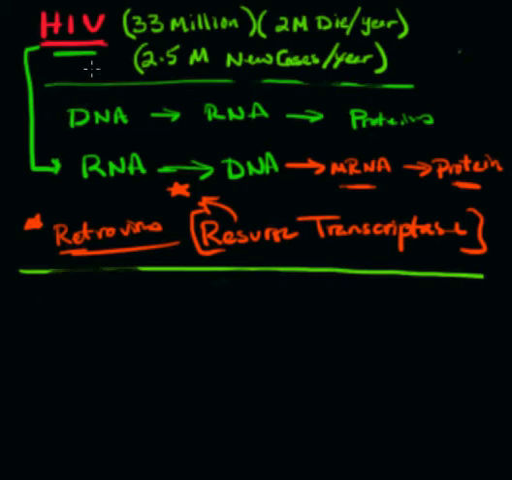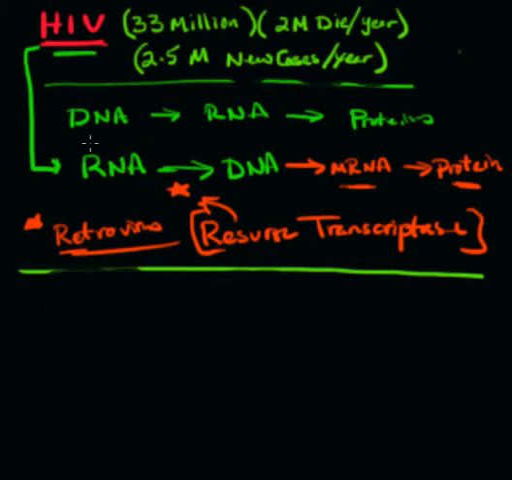HIV virus, we have about 33 million cases in the world today. 2 million people die per year. 2.5 million new cases we get every year. I mean, from this 33 million, about 70% are in Africa, but still the number is huge. So we want to talk a little bit about HIV, the mechanism, what it has, what it does, and how it works.